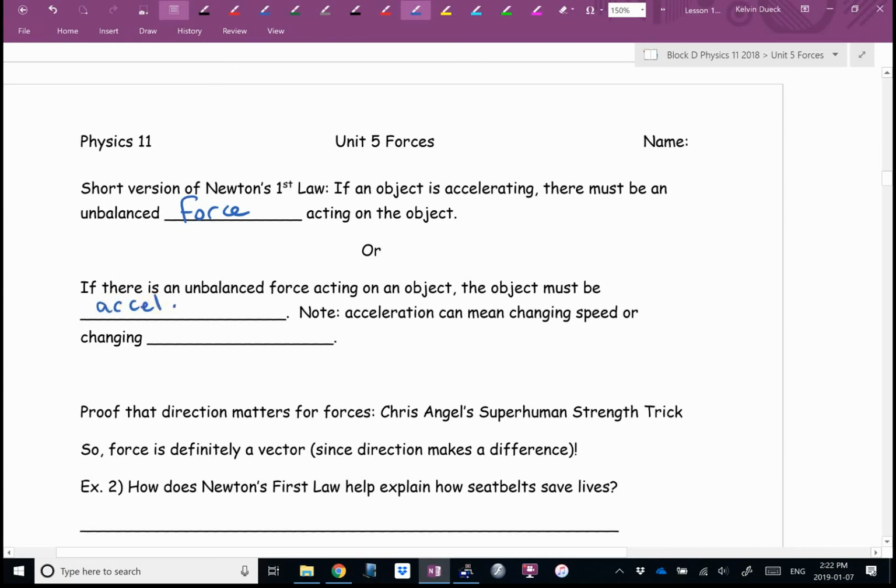Now, this is important to remember because acceleration is a vector. That means the acceleration can be changing speed or changing direction.